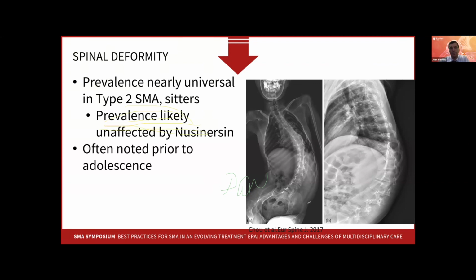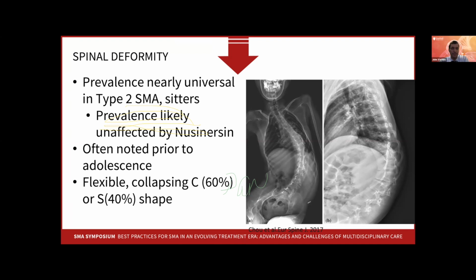In most patients with scoliosis, it tends to occur first in adolescence, around the time of the adolescent growth spurt. But in SMA, it's probably more associated with weakness of the paraspinal muscles than with growth, so it's often noted earlier, prior to the adolescent growth spurt. On X-ray, it's typically a flexible, large C-shaped curve, like is pictured here, in most patients, but we can also have a subset of patients that have an S-type curvature.